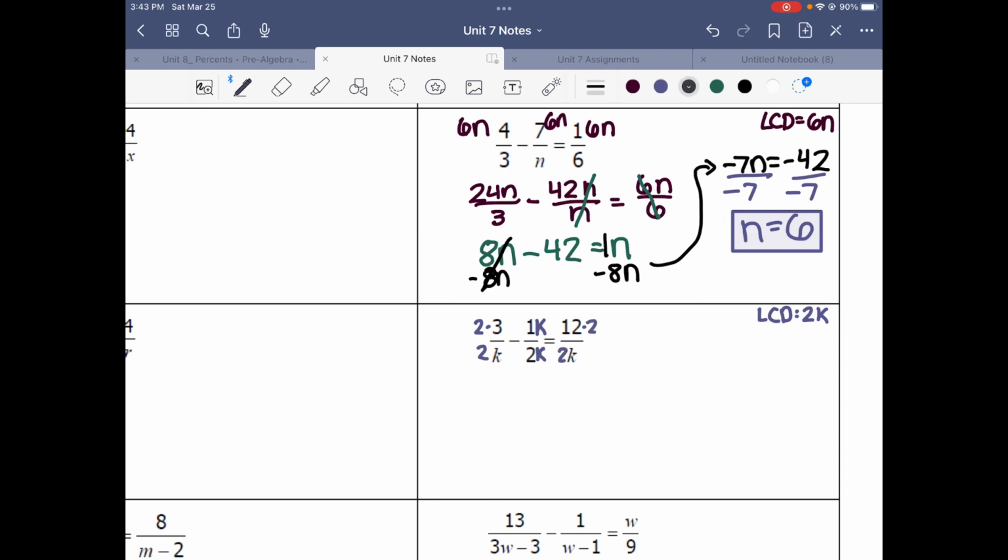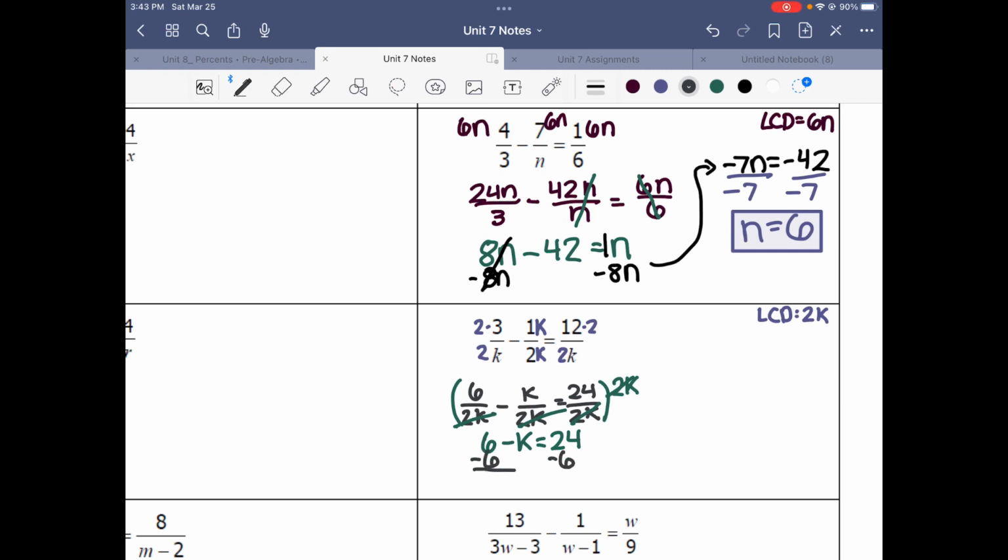So essentially, I have 6 over 2k minus k over 2k equals 24 over 2k. And once I have those all the same, it's kind of like I'm multiplying the whole thing times 2k, because then they all will cancel out, and I just have 6 minus k equals 24. So I solve by subtracting the 6.